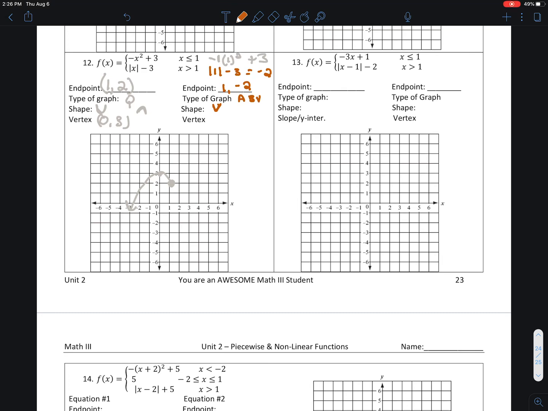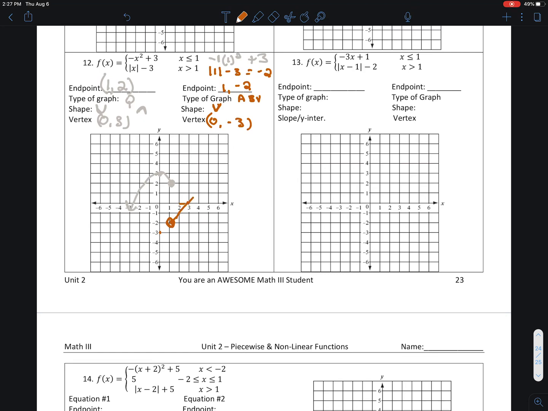The type of graph is absolute value. The shape is V-shape. And our vertex here is at 0, negative 3. So we won't see the vertex on this because we start at 1. So we won't see the vertex. So we're starting at 1, negative 2. And it's an open circle. And so our vertex is at 0, negative 3. This is our vertex. But we're starting at 1, negative 2.